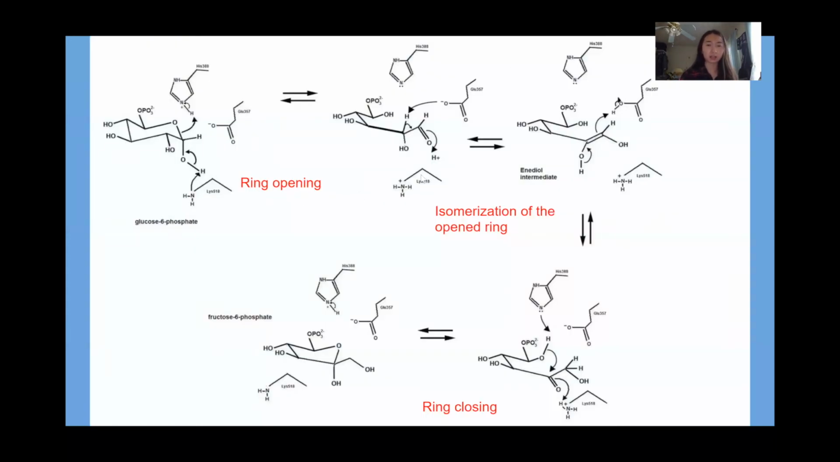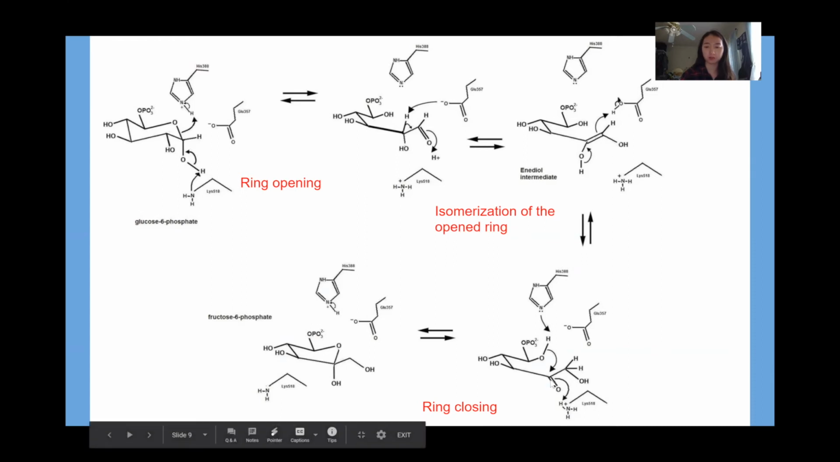Here we see a picture of the mechanism in more detail. We see ring opening, where histidine donates the proton, opening the ring structure, and glutamate pulls the proton from C2 to create the enediol intermediate. We also see the ketone creating the double bond on C2, and the ring closing reaction is the final step to create fructose 6-phosphate.